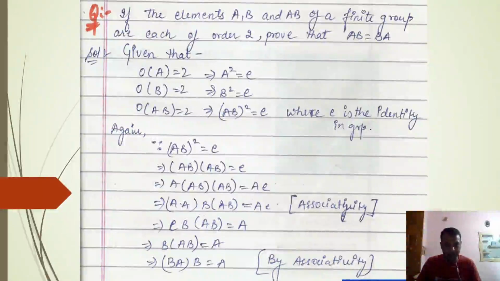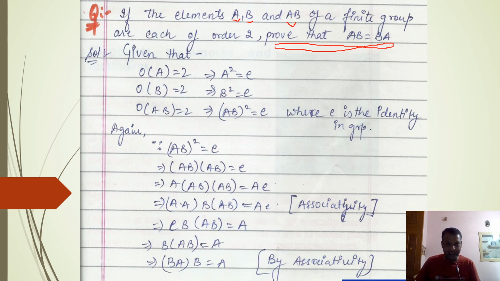Today we will see one more example based on the order of a finite group and the order of the elements of a group. In this problem, it is stated that A, B and AB, this is a multiplication of A and B, are three elements of a finite group and the order of each is 2. Then we have to prove that AB equals BA. It means the multiplication is commutative. So in other words, in this scenario, this group must be an abelian group with respect to multiplication.